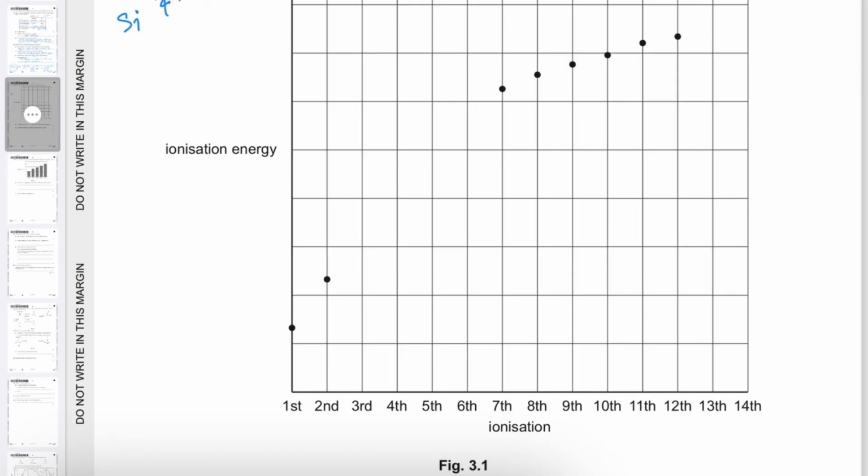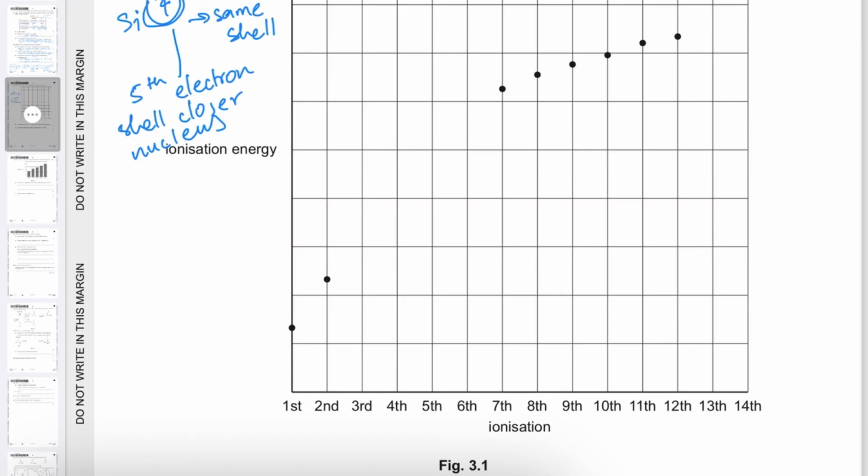The first 4 electrons, that means the first 4 electrons are removed from the same shell, and the fifth electron will be removed from a shell that's closer to the nucleus. That means there is going to be a large difference between the fourth and fifth ionization energies. In fact, this will be the largest difference that you will see in this graph.